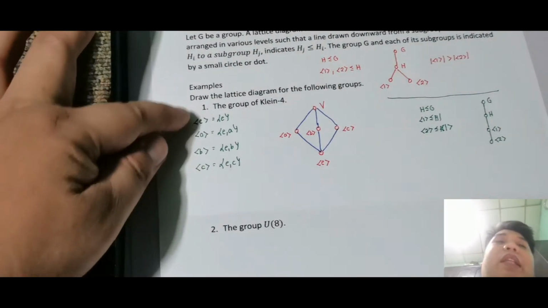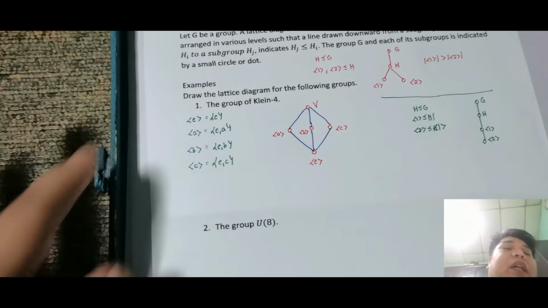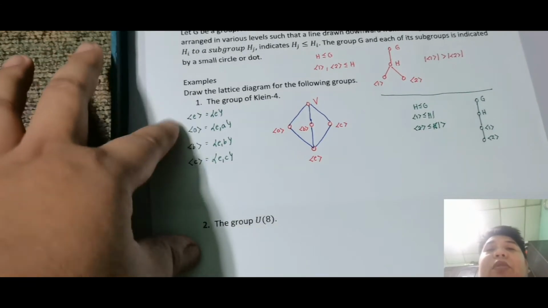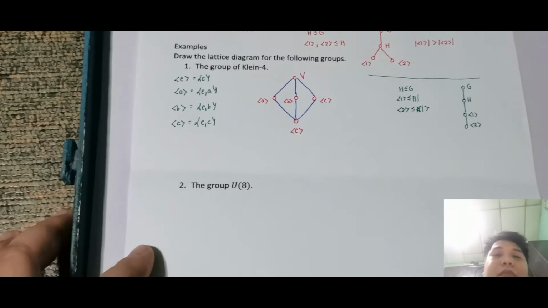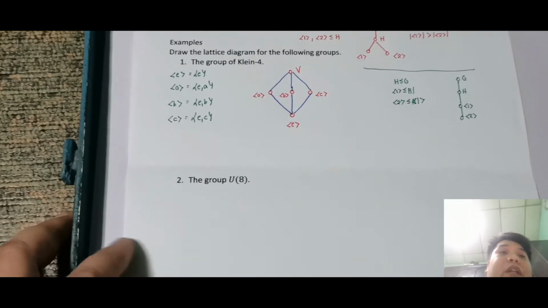Okay, so again, ang importante, kailangan ma-generate mo yung elements ng lahat. Ma-generate mo yung mga cyclic subgroup generated sa kada element natin. Okay, now, let's have number 2. The group of U sub 8. So, ngayon na ulit ako nag-example ng U sub 8.